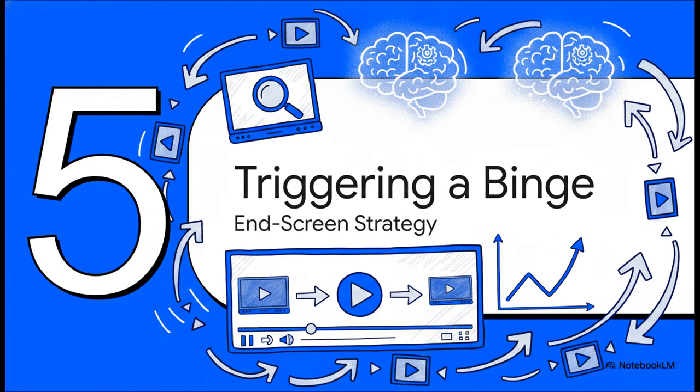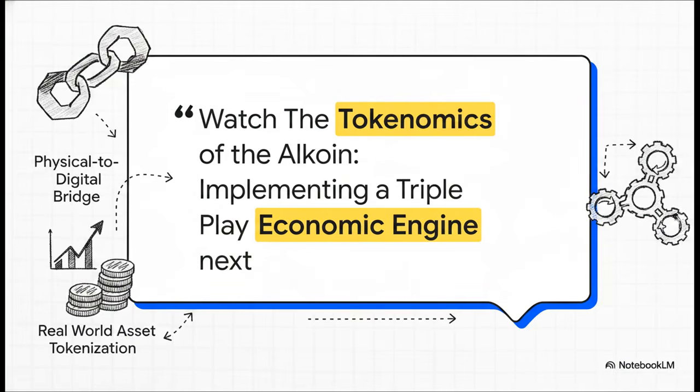This is the end screen strategy. This is where all that retained attention is converted into compounding momentum. You need an explicitly scripted call to action that forces a logical continuation. Consider using a prompt like this to close out your content. Now that the real-world asset tokenization design of the Layer 2 physical-to-digital bridge is complete, watch the tokenomics of the altcoin implementing a triple-play economic engine next.